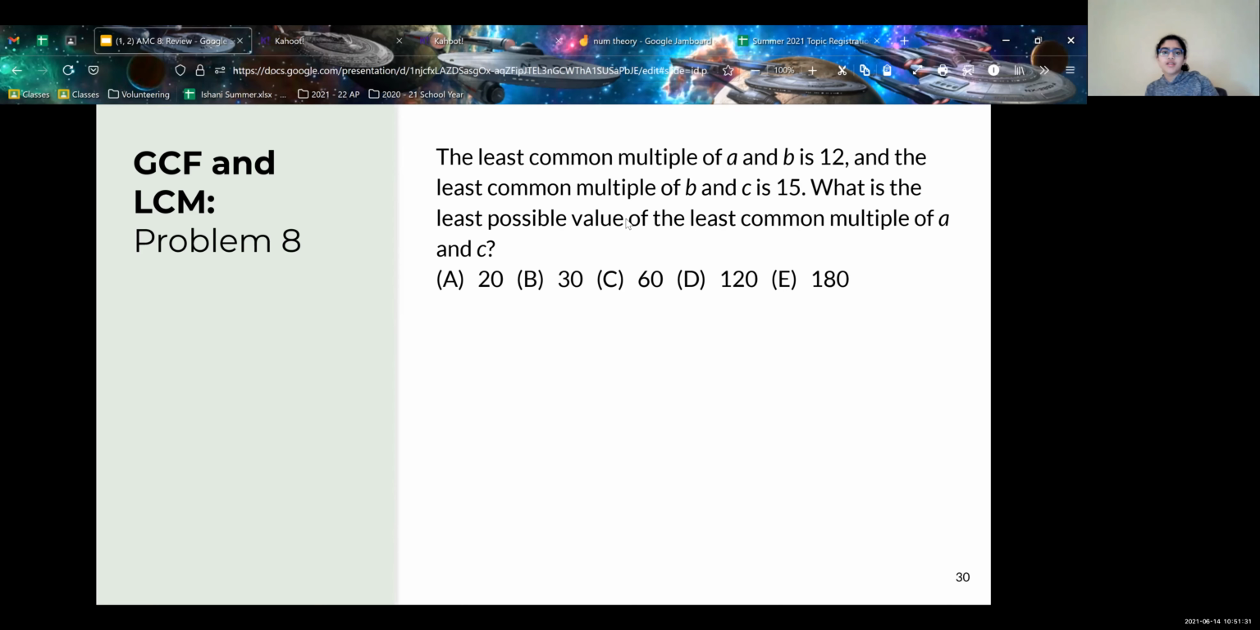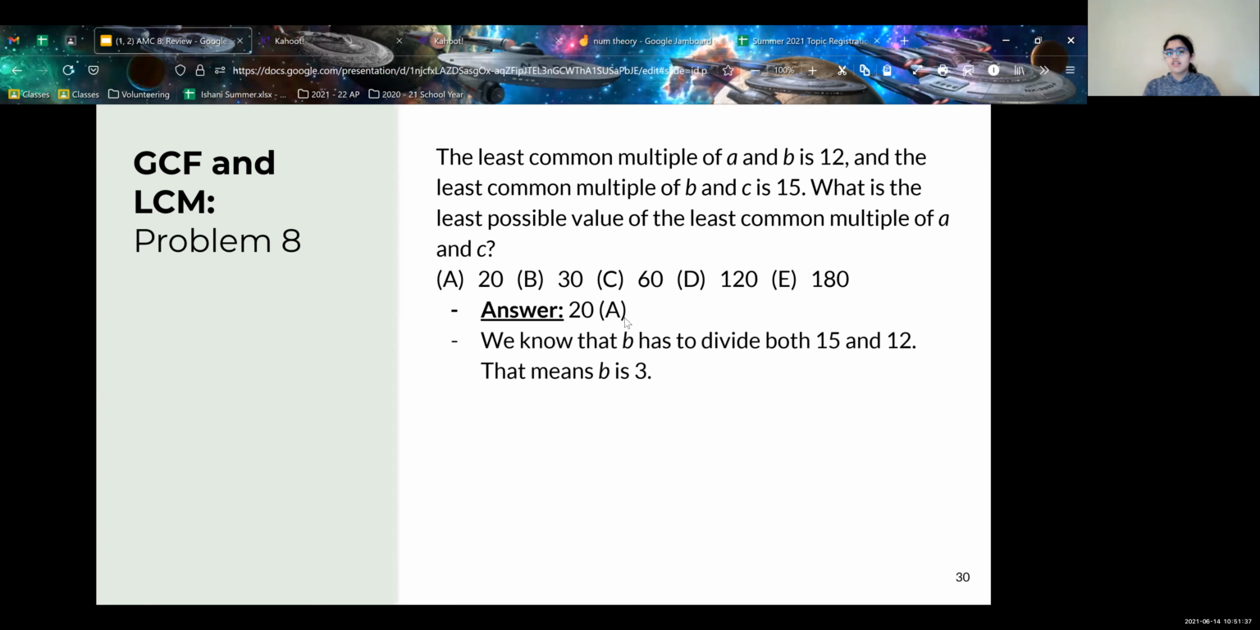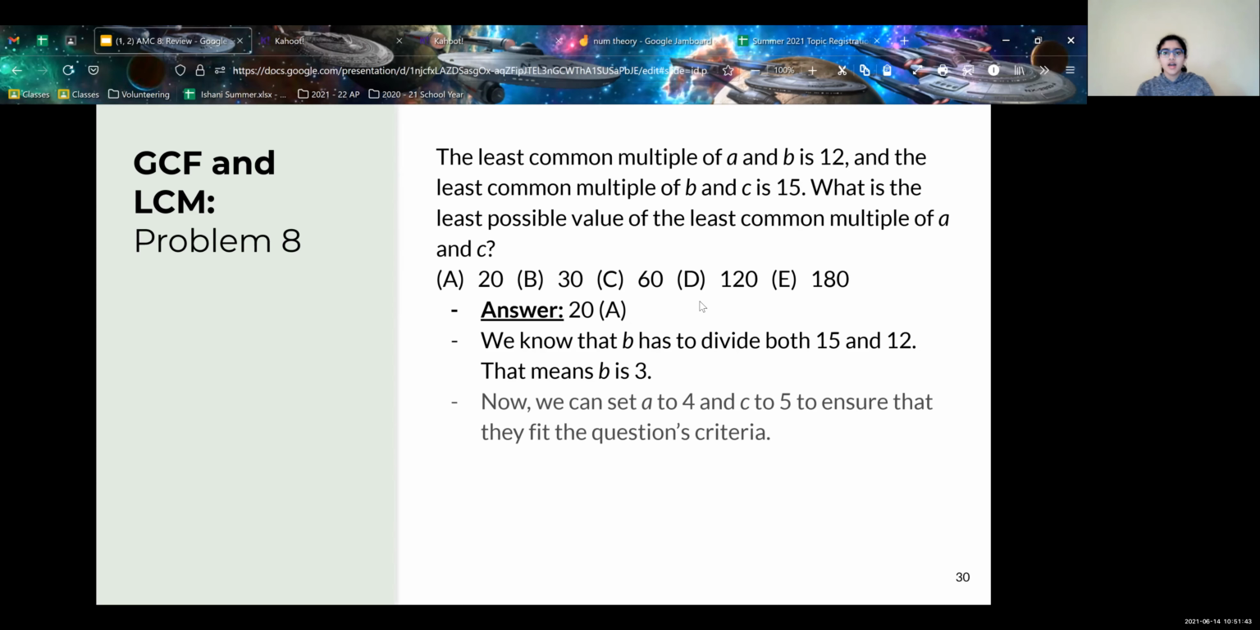Okay, so a lot of people are saying A, and it is A. So B has to divide both 15 and 12, meaning that B could at the least be 3. Now we can set A to 4 and C to 5, right? And that would mean that they fit the question's criteria, and that would mean that they'd be 20.